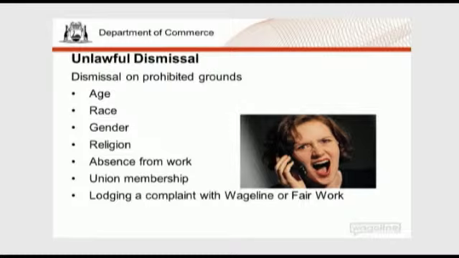Someone also can't be terminated because of union membership or for not being a member of a union. And a really important one that a lot of people don't realize is someone cannot be terminated for lodging a complaint with Wageline or Fair Work Australia. It's really important to realize that if someone is checking on their rate of pay and they believe that you're not paying them correctly, if they then tell you that, you cannot terminate them for that. It's called a workplace right. Someone cannot be terminated for exercising a workplace right, and this is their right to check on their rate of pay and make sure that you are actually paying them that. So unlawful dismissal is one area where an employer can get in trouble.